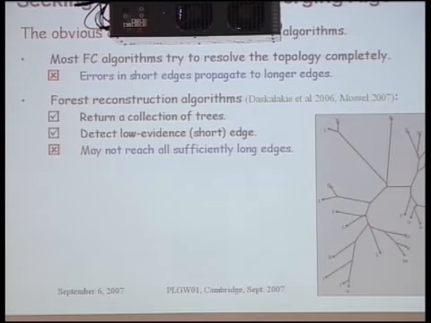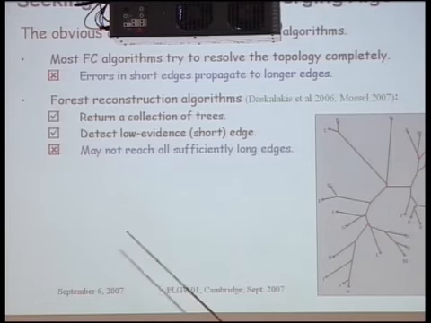The problem with most fast converging algorithms is that they really focus on getting everything right. So if they can't do it, then either they give up and say, I can't, or they do something, but it's very hard to see what they can guarantee. And in a sense, we can also find specific cases where these algorithms are wrong on the short edges, which is inevitable, and it also propagates to longer edges as well.